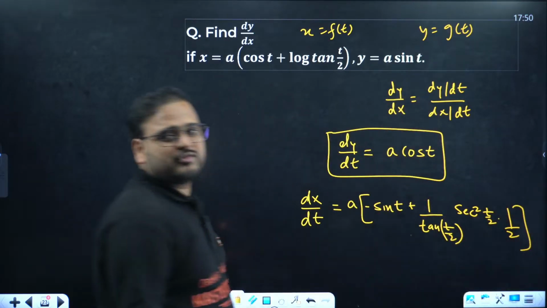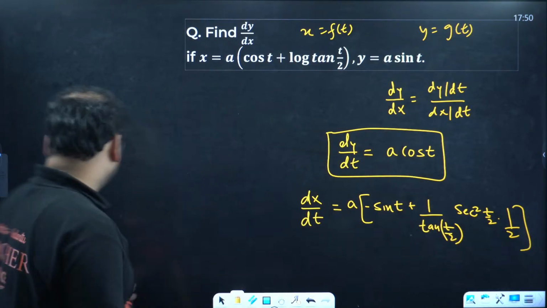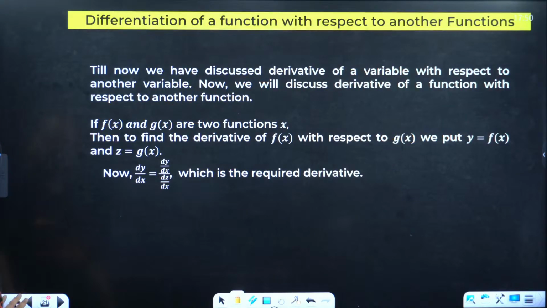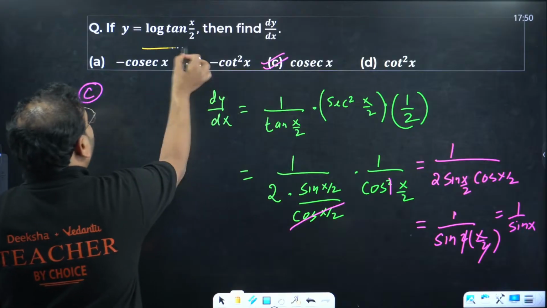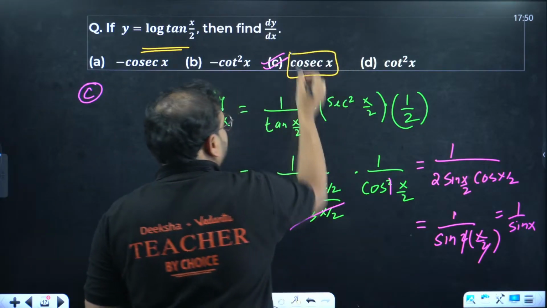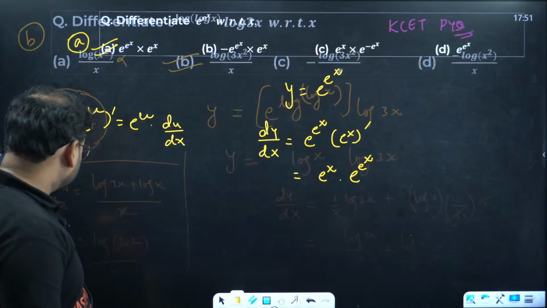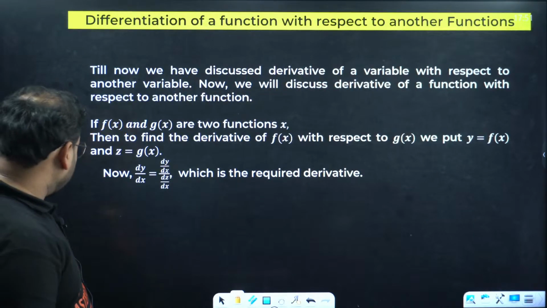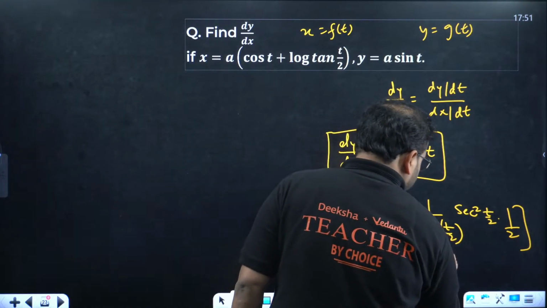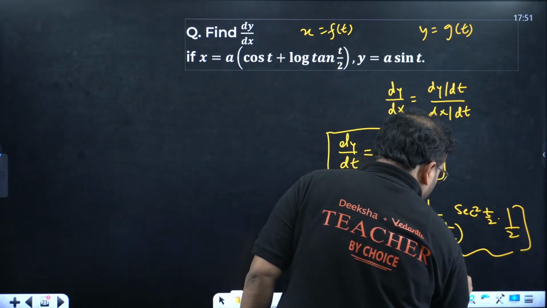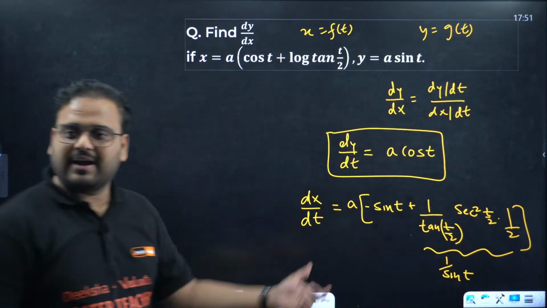If you remember, right now we solved this derivative, log of tan x by 2. That came as 1 by sine. Remember, a few questions back, we solved this. Where was this? Okay, here. Yeah, this one. Log of tan x by 2 was what? Cosec x, because it was 1 by sine. If I use the same condition over there also, can you understand that? This will also come the same. This part will be coming as 1 by sine t. Simplify and you'll get that.